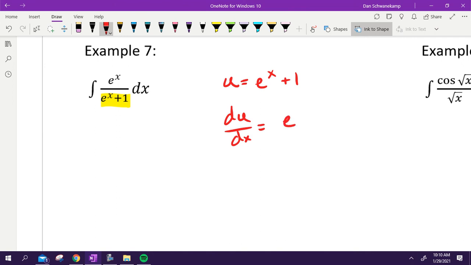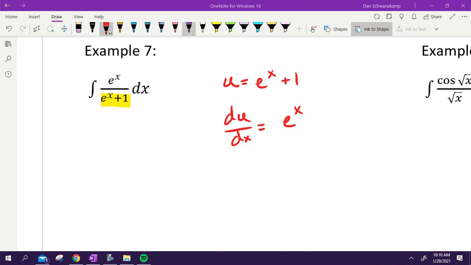E to the x times 1. Yeah, so just e to the x. The derivative of e to the x plus 1 is e to the x. That's why we picked it, because the plus 1 is going to go away anyways. Okay, and then when I plug it back in, it's going to cancel the thing I don't want, which is the other guy, that e to the x.